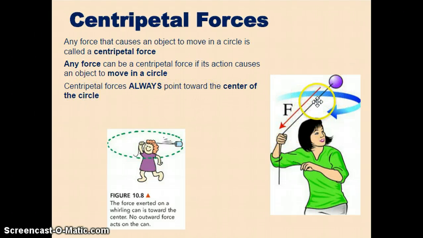So if I'm swinging this around my head, centripetal force is toward my hand. Tension is providing the centripetal force. It's also accelerating inward, and therefore its velocity would be tangential or perpendicular to it. Notice we've got this little picture right here. The force exerted on the whirling can is toward the center. There is no outward force acting on the can. We'll talk about that here in just a few minutes.